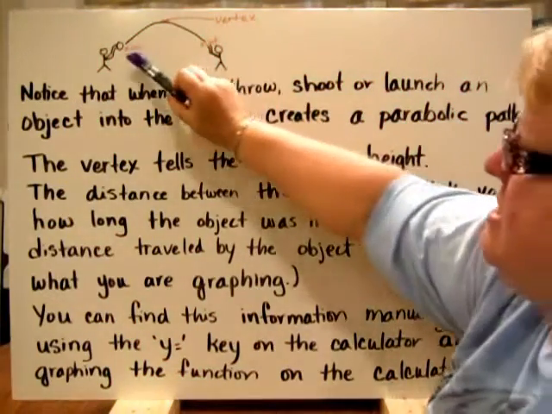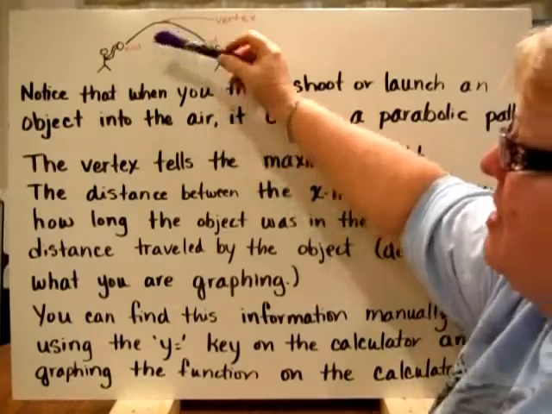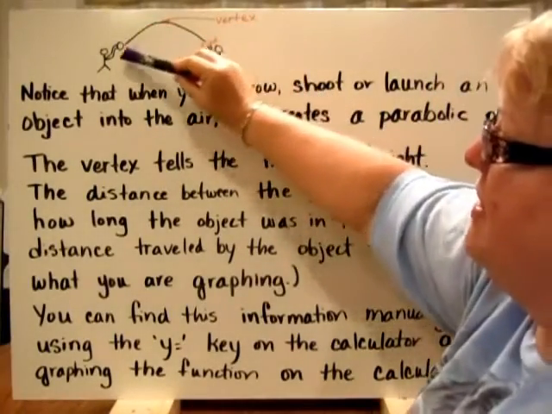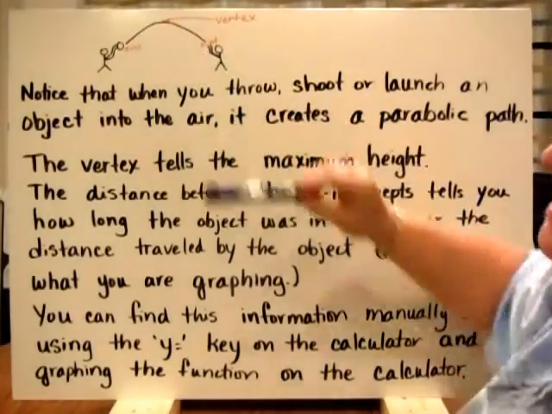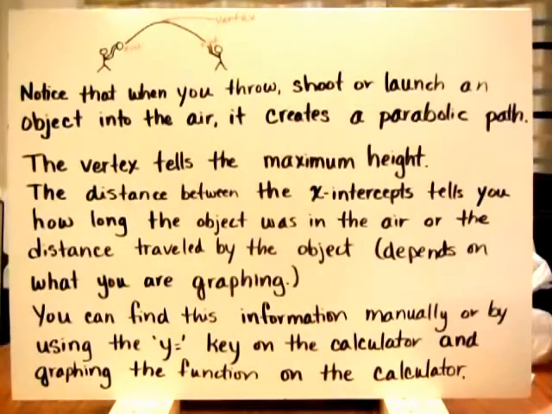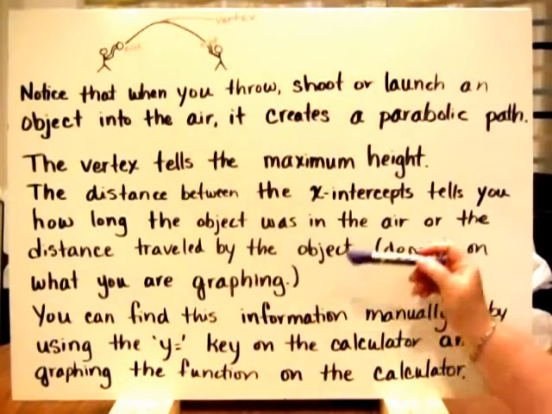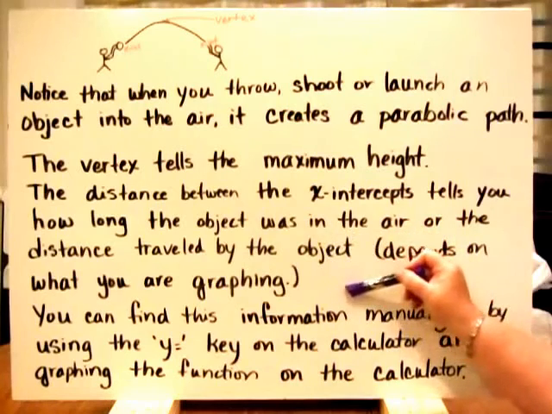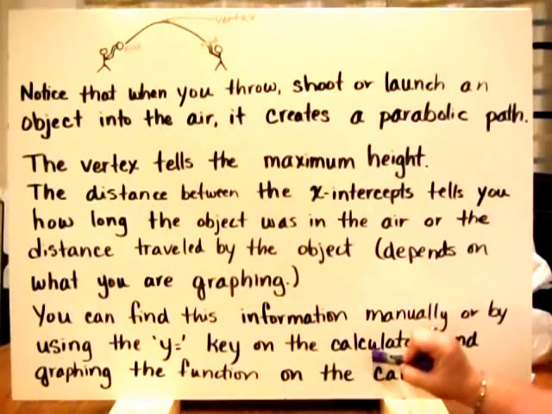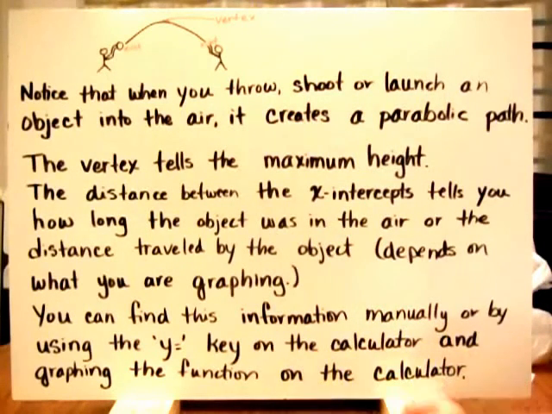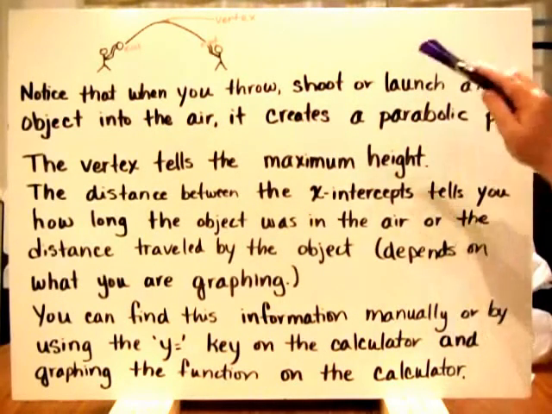And what you use the x-intercept for depends on what you're graphing. If you're doing height versus time, then this would be time in the air. If you're doing height versus distance, then that would be the distance that it travels. You can find all of this information manually by working the problem just like we did in the slide before, or you can use the y equals key on your calculator, plug in the standard form of the equation, and let the calculator graph the function for you, and then you can use the trace, the calculate, or the table feature to find this information.